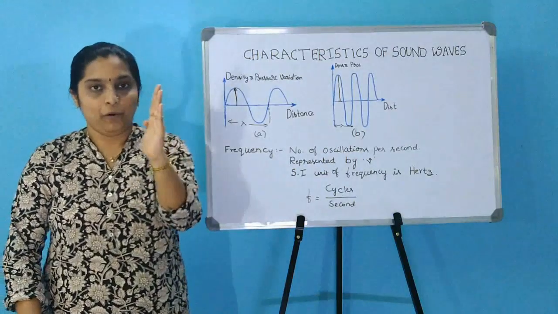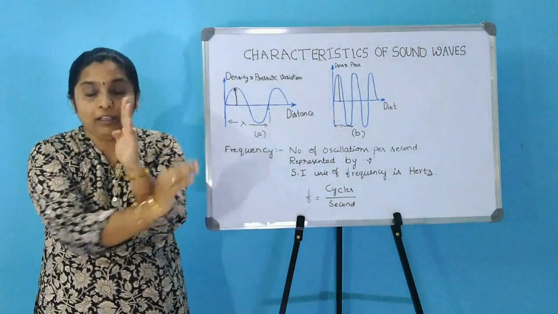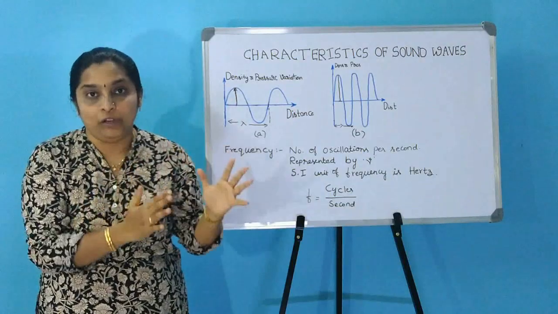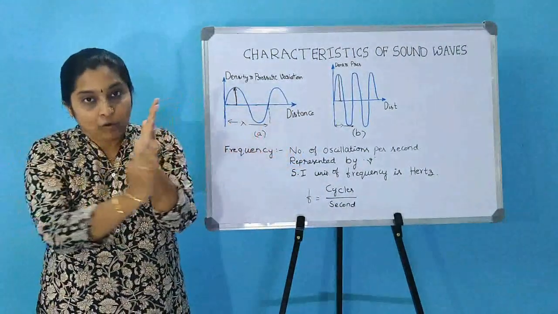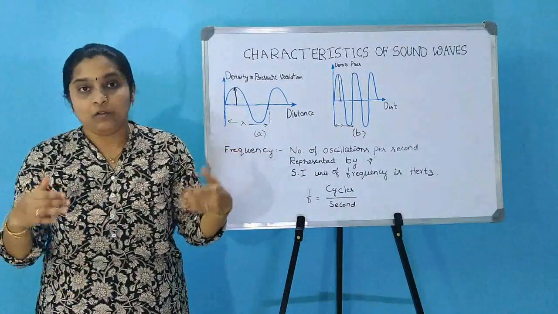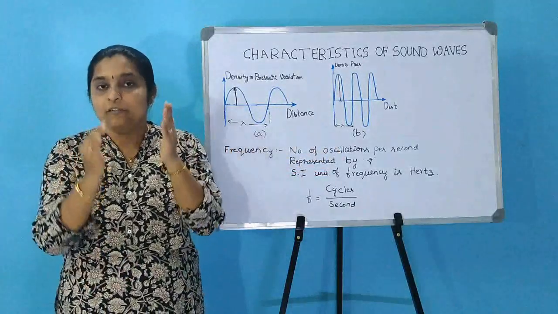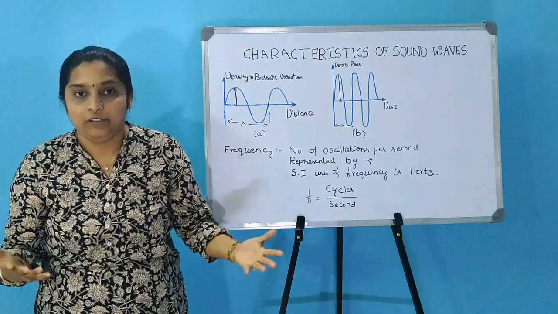It is like this. If you stand at a point and count how many waves pass through that given point in 1 second, it is called the frequency of that sound wave. So what is frequency? Frequency is the number of sound waves passing through a given point in 1 second. Number of sound waves can also be told as number of oscillations. So number of oscillations per second is also called frequency.